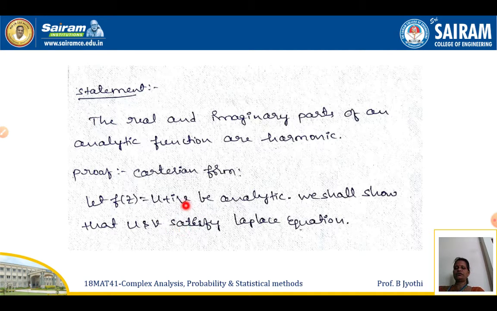And supposing if you want to prove the same thing in the polar form, u has to satisfy the Laplace equation in the polar form. Similarly, v also has to satisfy the Laplace equation in the polar form. Now let us do the proof of the Cartesian form. Let f of z is u plus iv be analytic. We shall show that u and v satisfy the Laplace equation.